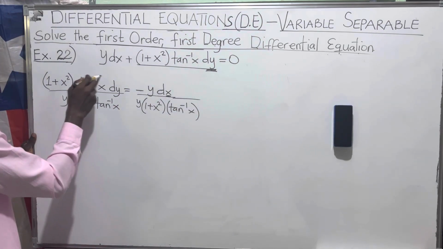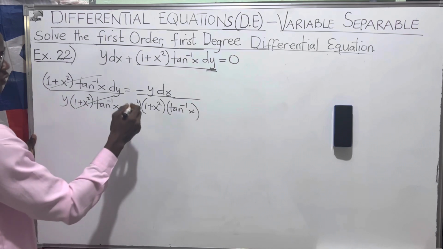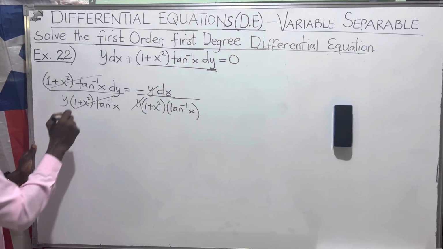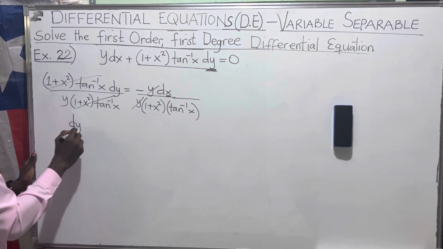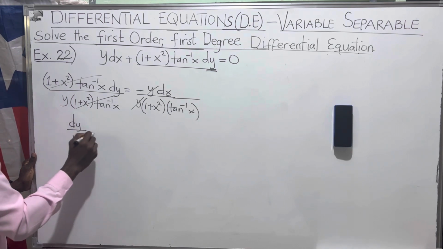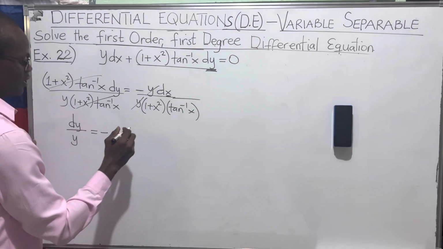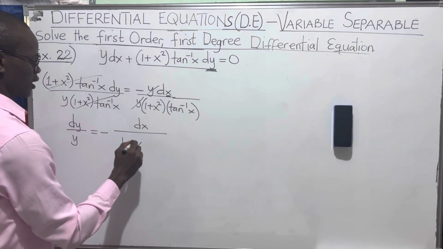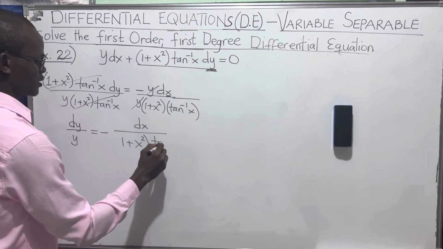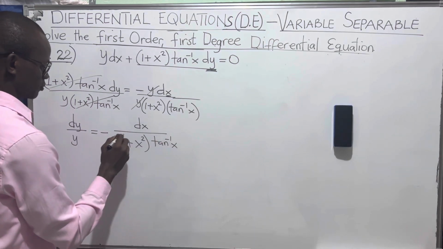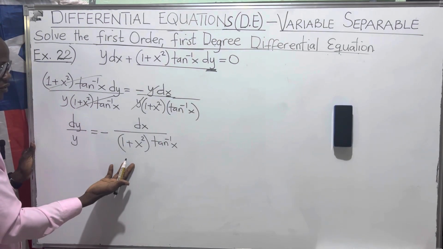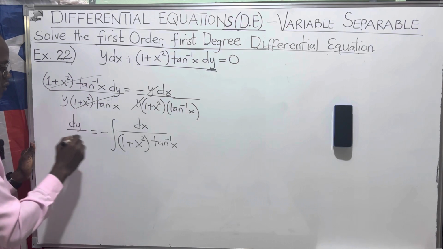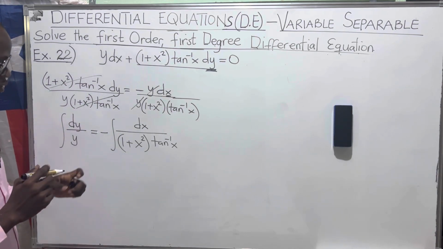So this entire thing will cancel this one. This y will cancel this y. So now I'm left with dy all over y. And on this side, I'm left with dx all over (1 plus x squared) tangent inverse of x. Now the variables have been separated, so I can integrate both sides to find our general solution.